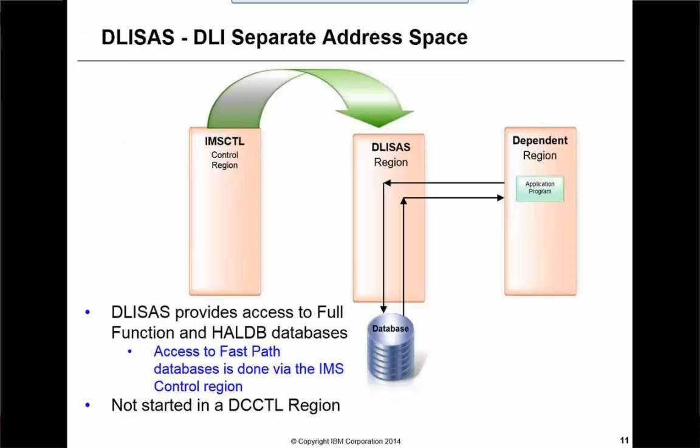And we have a separate address space, a separate set of modules, and their job in life is simply to process DLI calls. If you remember from video 1, we talked about how one of the ways that you access IMS databases is by issuing what's called DLI calls. DLI stands for Data Language Interface. And so whenever application programs execute in dependent regions, whenever application programs issue DLI calls, those DLI calls are sent to the DLISAS address space. The DLISAS address space then goes out to the databases, gets the data, and then returns it back to the application program.